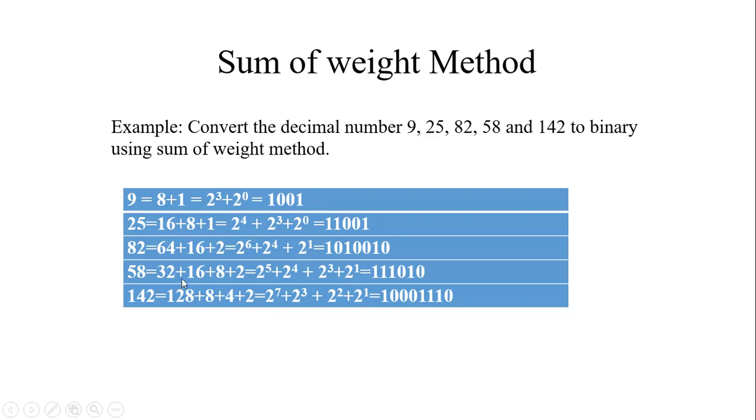To convert 142, these are examples and they are solved in a similar manner. Let's take 142. 142 can be expressed as a sum of weights: 128 plus 8 plus 4 plus 2. 128 is 2 to the power 7, 8 is 2 to the power 3, 4 is 2 to the power 2, and 2 is 2 to the power 1. Place 1 for these weights and zeros for absent weights.